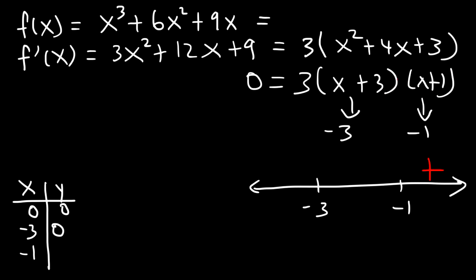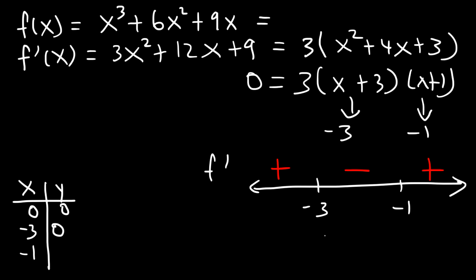If we plug in negative 2, negative 2 plus 3 is positive, negative 2 plus 1 is negative. So the function is decreasing between negative 3 and negative 1. And if we plug in negative 4, negative 4 plus 3 is negative, negative 4 plus 1 is negative. Two negatives make a positive. Now that's for the first derivative. Let's create a sign chart for the second derivative.